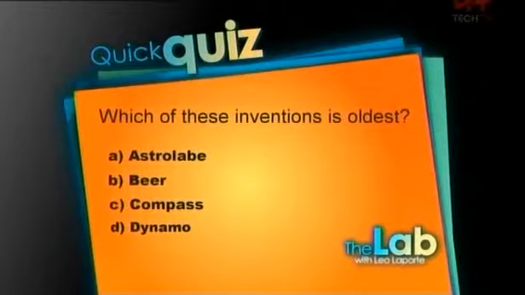Before we do that, though, a quick quiz question of the day. Which of these inventions is the oldest? The astrolabe, beer, a compass, or a dynamo? That's a great question. They're all pretty old. Which is the oldest? Think about it. We'll talk about it a little later on as the lab continues.